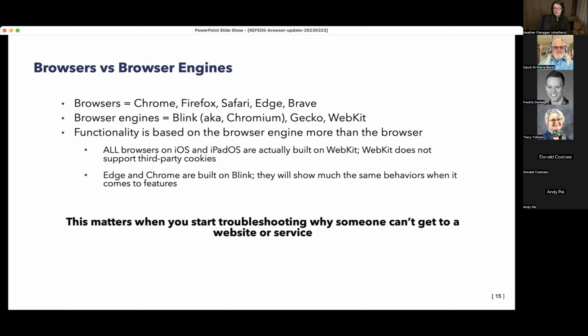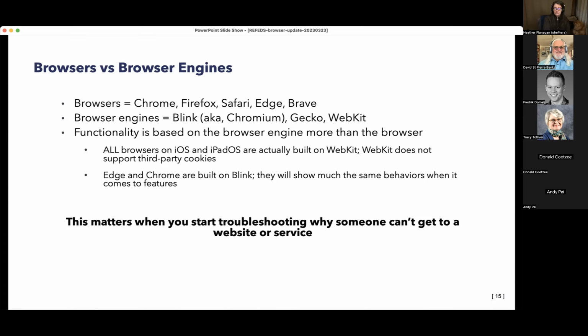And what browser engine is in use depends primarily on what operating system is being used. And so for the moment, though I believe there's some court action in the EU trying to address this, all browsers on iOS and iPadOS are actually built on WebKit. WebKit does not support third-party cookies. Therefore, I don't care if you say you're running Chrome or Firefox or Brave. If you're running it on iOS or iPadOS, your functionality is going to be limited to what your browser engine will support.